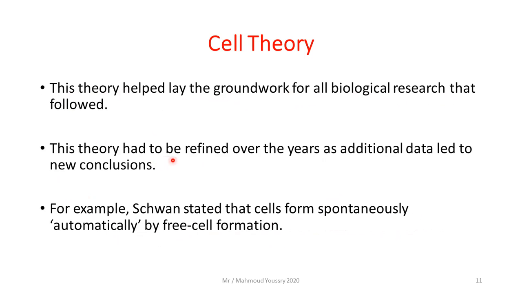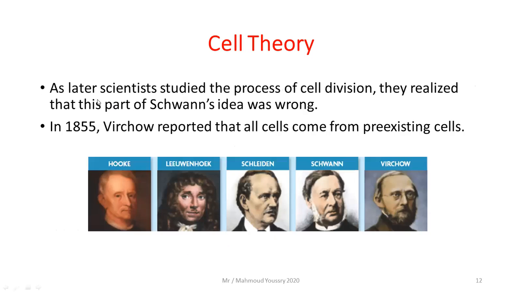This theory also had to be refined over the years as additional data led to new conclusions. Like what? For example, Schwann stated that the cells form spontaneously by free cell formation. Spontaneously means automatically. As later scientists studied the process of cell division, they realized that this part of Schwann's idea was wrong. It wasn't true.